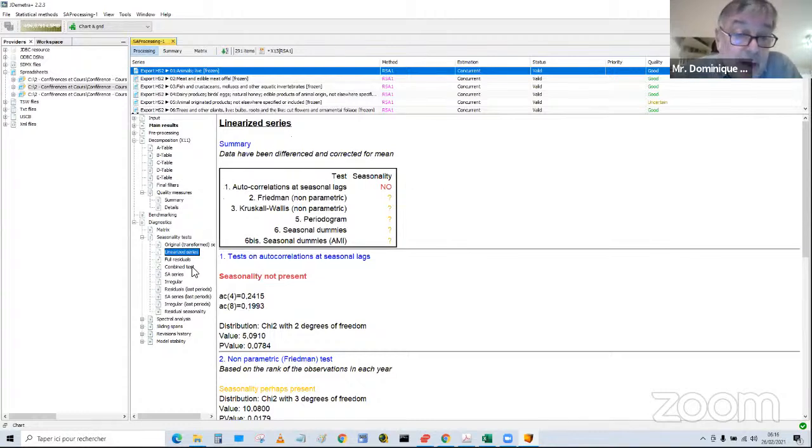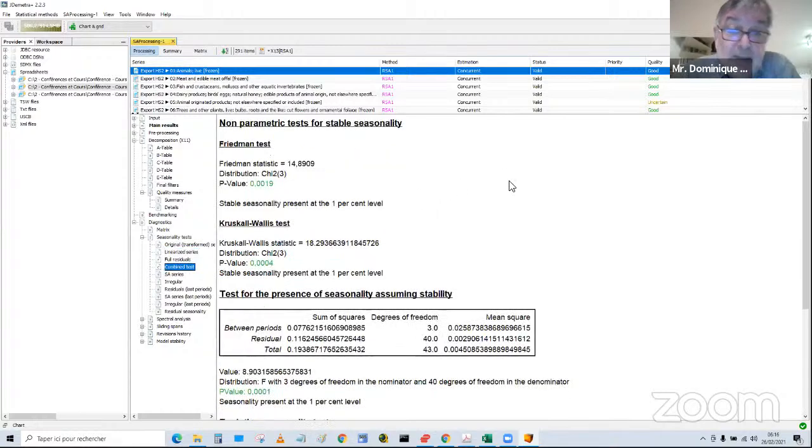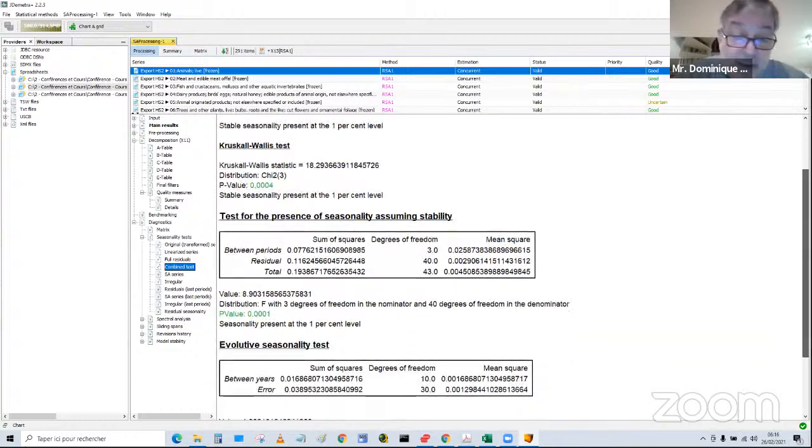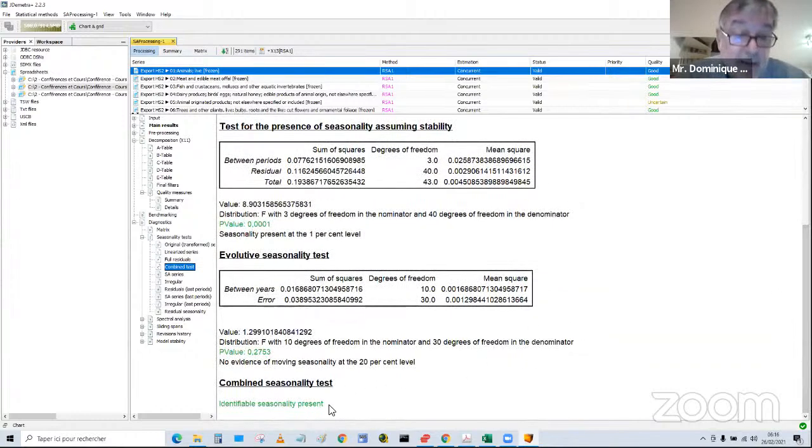So here, if I go to another test, which is the combined test by X11, it will tell me that there's a seasonal component, which is based also on tests, okay? You can see a lot of tests here. It says, okay, I have seasonality in my time series, even if it's small, and I can identify it. So in this case, I will say, okay, let us see the results.